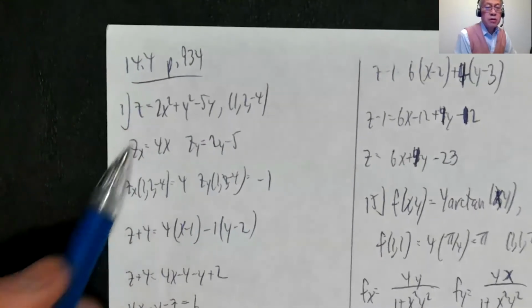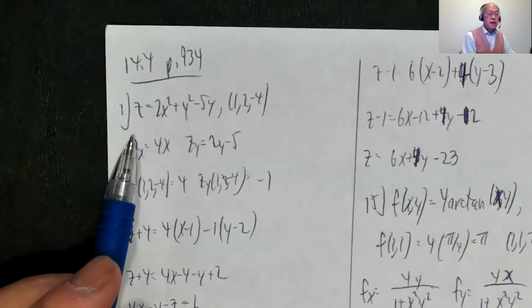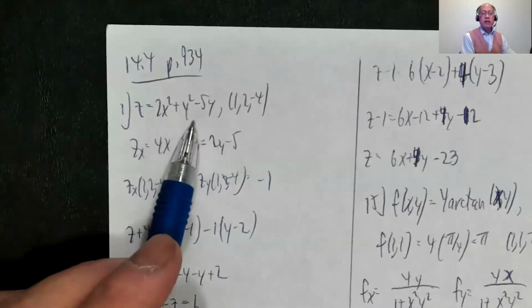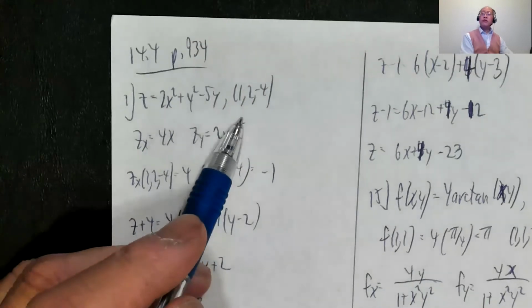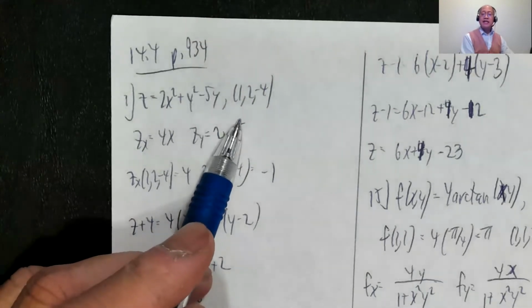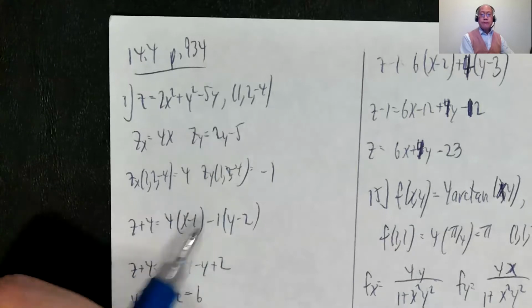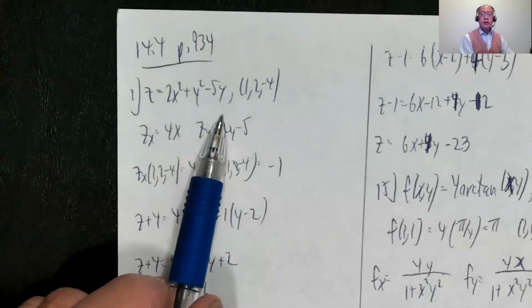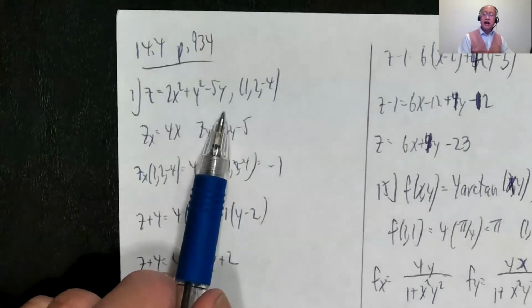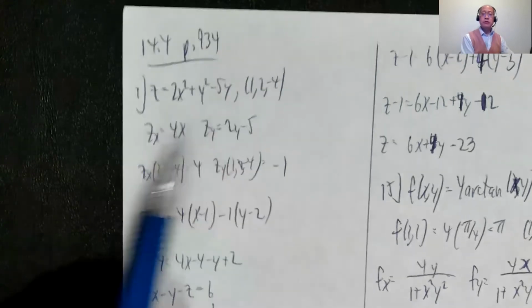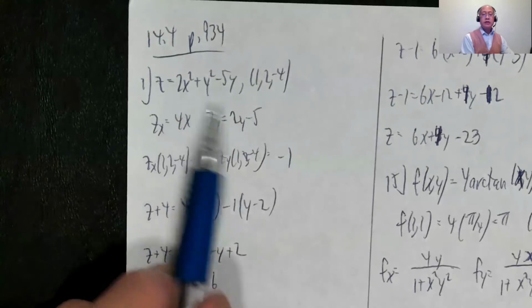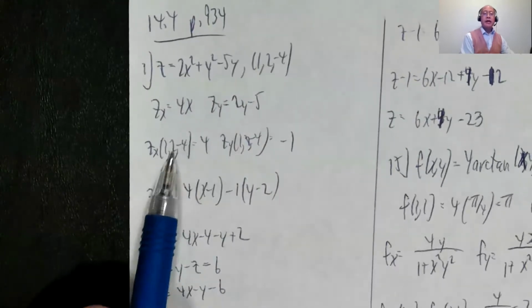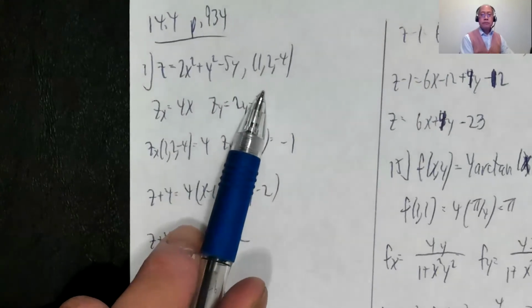All right, number 1. z equals 2x squared plus y squared minus 5y at the point (1, 2, -4). So what is the approximating tangent plane? Okay, we want to turn it into a linear expression. And here linear doesn't mean line, it just means no squares, cubes, and so on. So take z sub x, that's 4x. z sub y is 2y minus 5. Now I plug in (1, 2, -4).